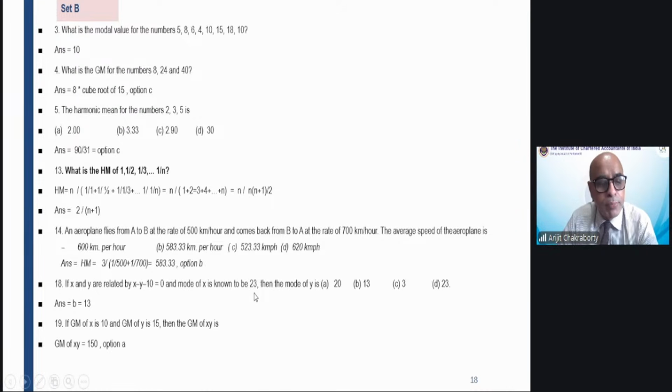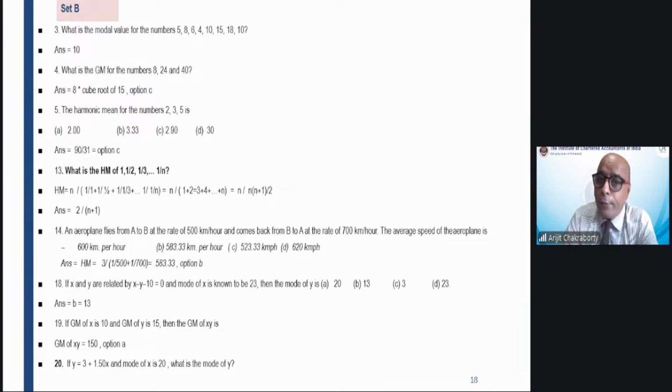Number 19, geometric mean of x is 10, geometric mean of y is 15. Then the geometric mean of xy will be what? We have already covered this formula and explained the working of this principle. So the product of two numbers, here we have one number is x and the other number is y. We have to find the GM of xy. So the GM of xy will be simply equal to the product of the individual geometric means. That means it will be the product of the GM of x and the GM of y. That means 10 multiplied by 15, you get 150.